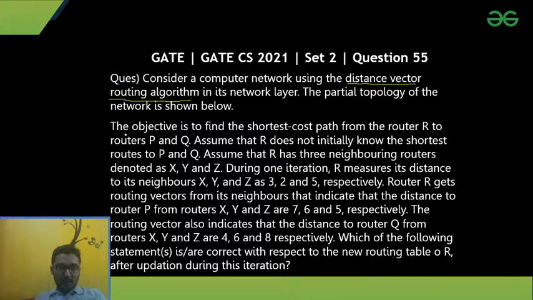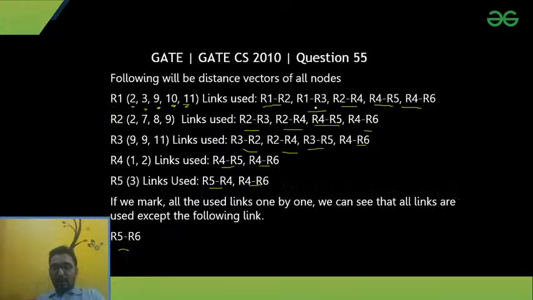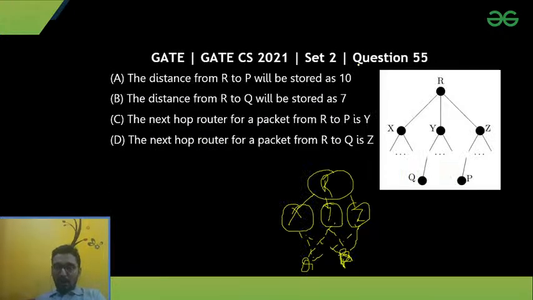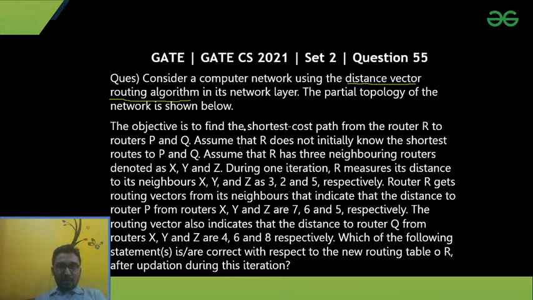Now let us see what else is given. The objective is to find the shortest cost path from the router R to routers P and Q. So the objective is to find the shortest cost path from R to P and Q, R to Q and R to P. What else is given and asked? Assume that R does not initially know about the shortest routes to P and Q. Assume that R has three neighbor routers denoted by X, Y, and Z. So R has these three neighbors X, Y, and Z.